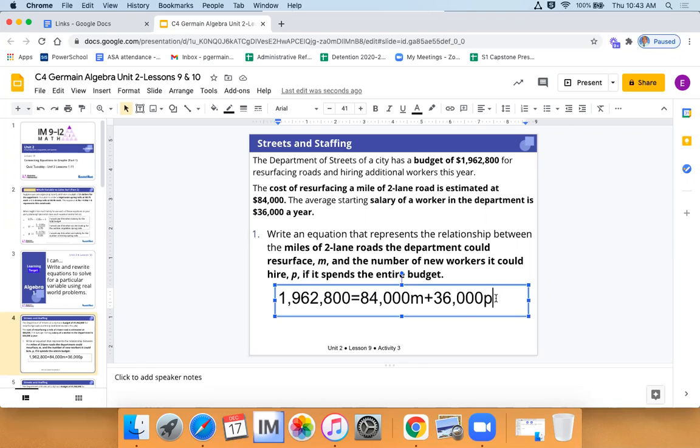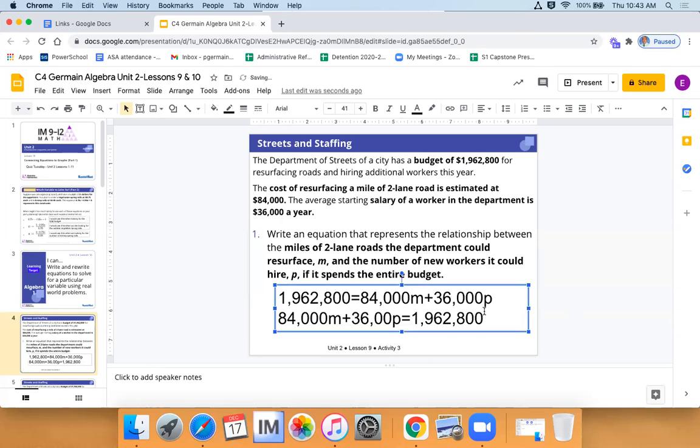Okay, so perfect. So you could have also written it. Nice job, Meryl. Fantastic job, Meryl. Woo! Okay. You could have also written it as 84,000 M plus 36,000 P is equal to 1,962,800 because we maintained equity by switching these and keeping all of our signs the same. Okay. So you can write it like this. That is 100% correct. I would 100% take that on an assessment.